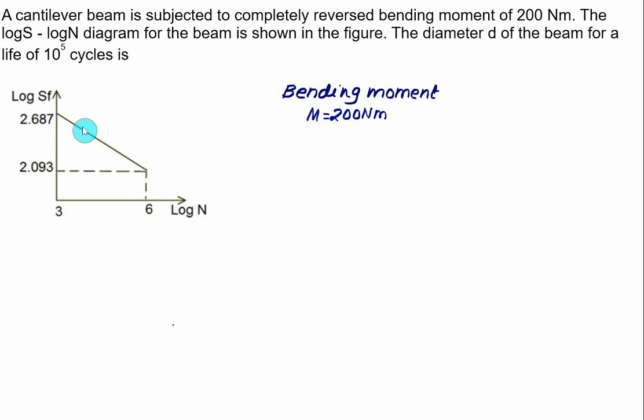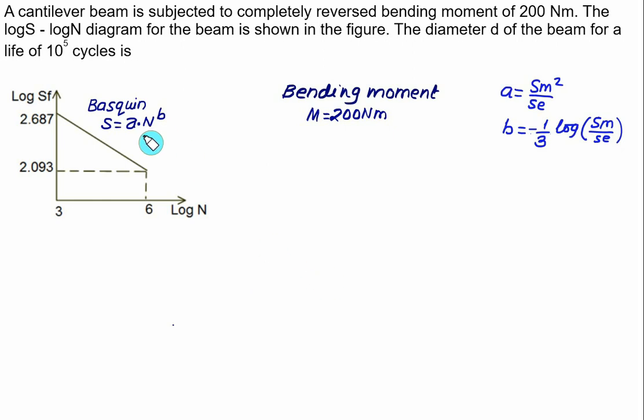So this equation is the same as our Basquin equation, which gives fatigue stress S equal to a constant A multiplied by N to the power B. In the Basquin equation, the constant A is given as SM squared by SE, and the constant B is given as minus 1 by 3 log of SM by SE to the base 10. So we'll take the log of this equation on both sides to the base 10, substitute, and find the constants A and B.